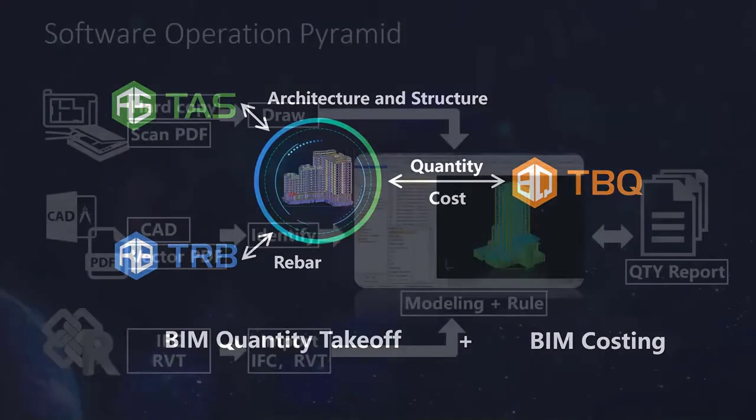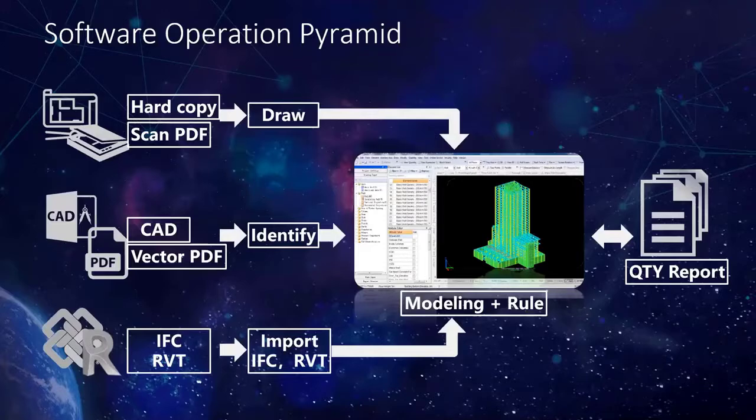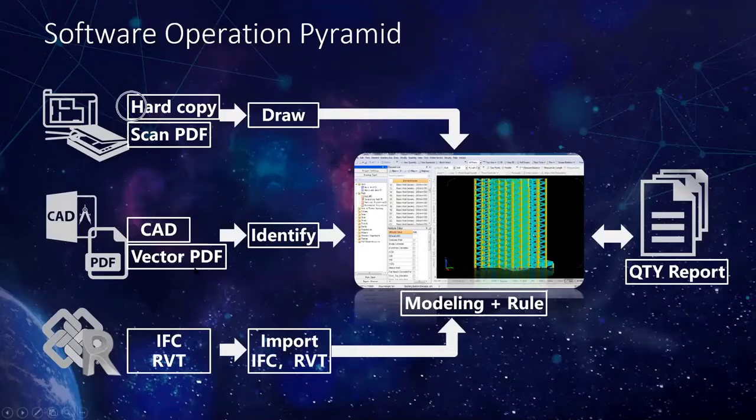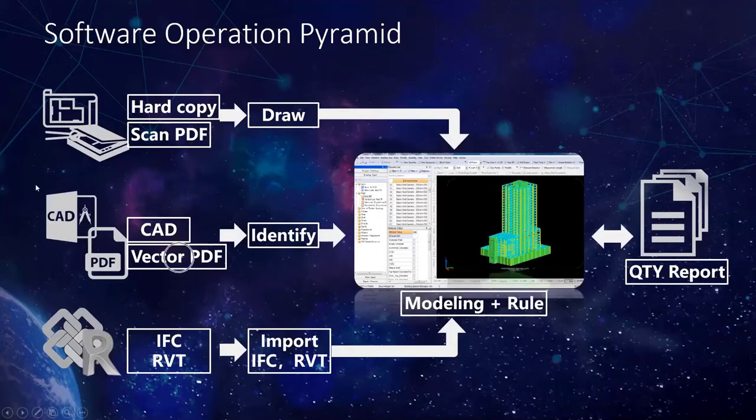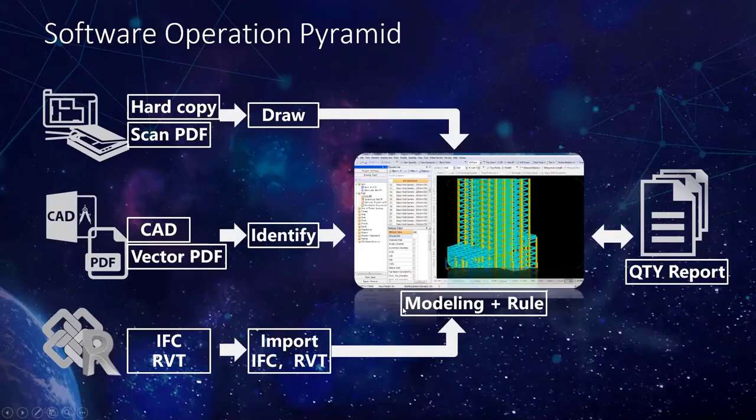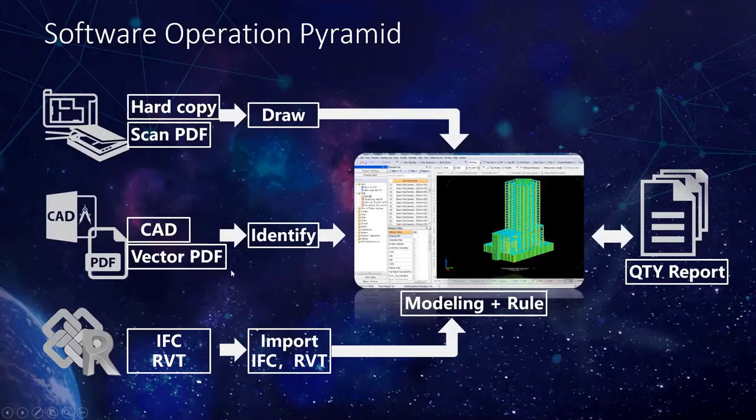Okay, as I mentioned, the file types. So you have all of these different file types. Either you have hard copy, scan copy drawing, you have the CAD drawing or vector PDF drawing, which is just converted from CAD. And then you can let the software identify all of these different information from the drawing, and it's going to build up the BIM model automatically. So that's where the actual automation function comes in.